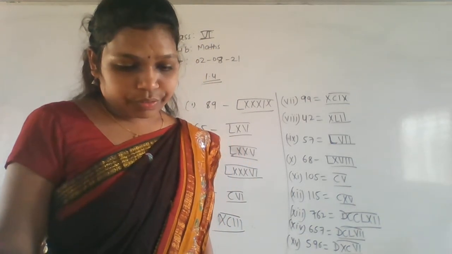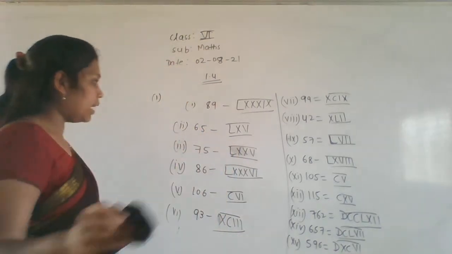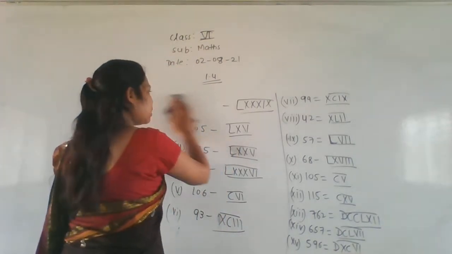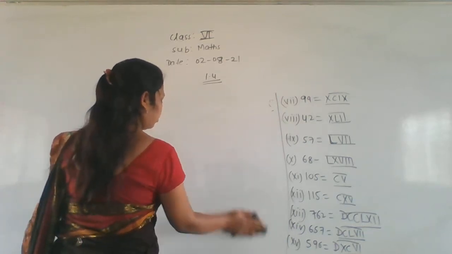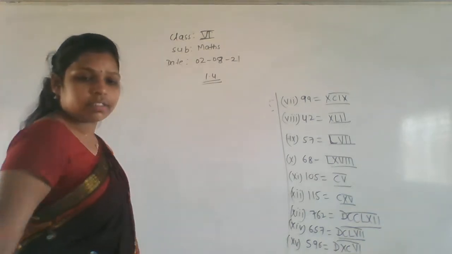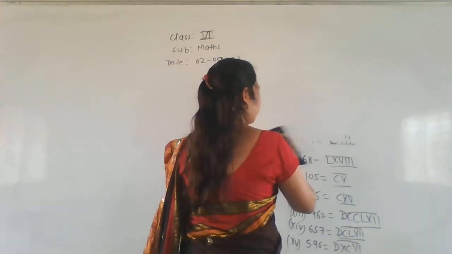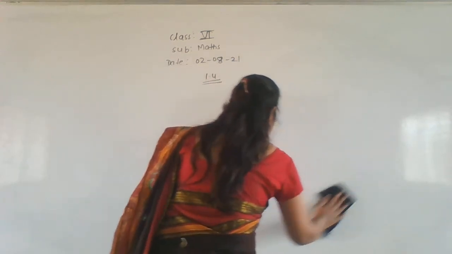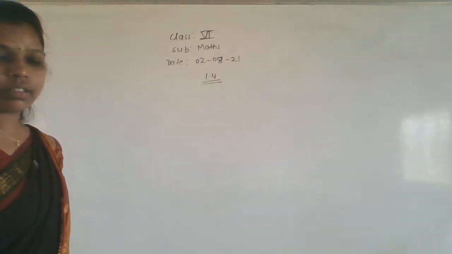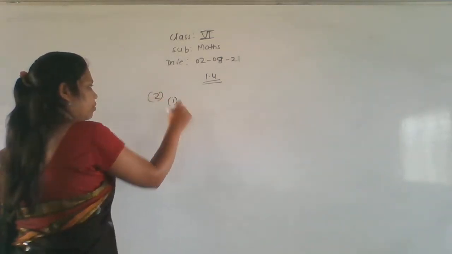Okay. So we finished the first main. Now we'll go with the second main. In the second main, they have given the Roman numerals. We have to write the numbers, only English numbers. It is not Roman numerals. Second main. First one.